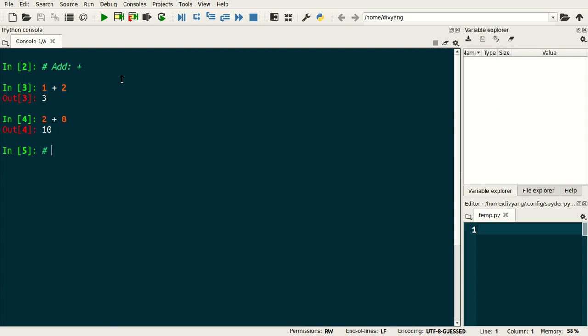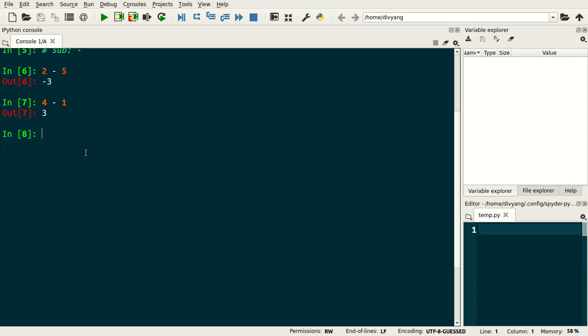Now to subtract two numbers, you can use this minus symbol between two numbers. For example, 2 minus 5 will give you minus 3, 4 minus, let us say, 1 will give you 3.